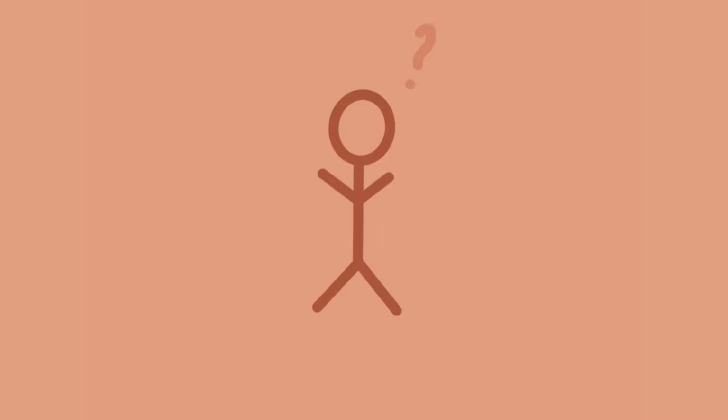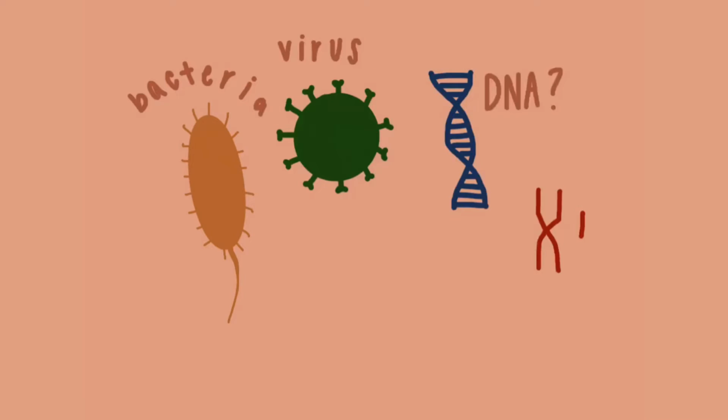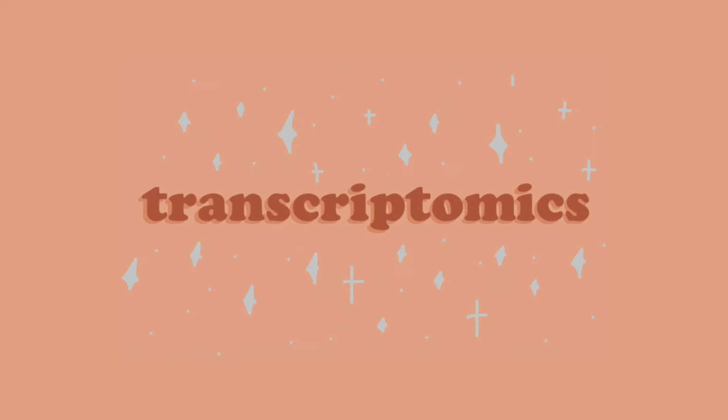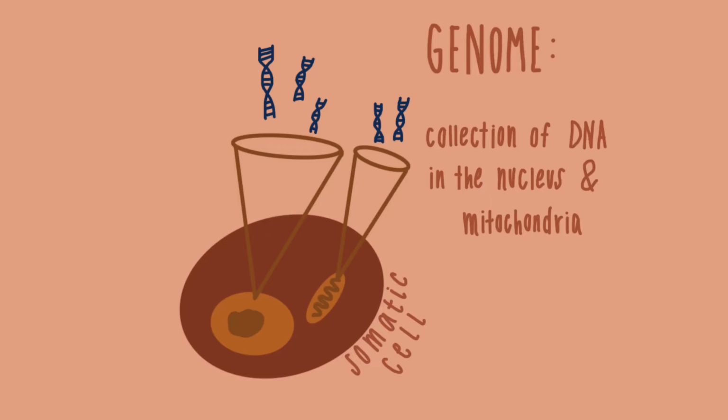Similarly, there are many mysteries of the human body, and like the ratatouille, we do not always know what is causing certain diseases. However, transcriptomics are bringing us closer to the answer. But before we could begin to develop transcriptomics, we had to study the genome. The genome is a collection of the DNA present in the nucleus and mitochondria of a somatic cell.